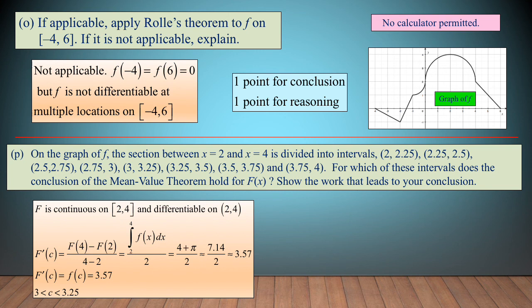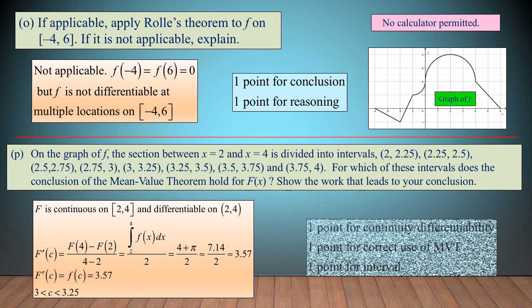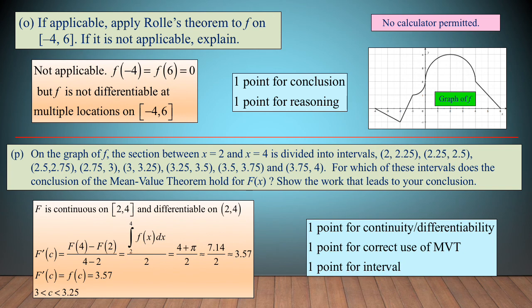which is approximately 7.14 over 2, which is 3.57. However, realize that capital F prime of C is the same as little f of C. So we're interested in what interval f of C is equal to 3.57. And we can see by the graph that C must be a number between 3 and 3.25. So 1 point for the continuity and differentiability statement, 1 point for the correct use of the mean value theorem, and then 1 point for the interval 3 to 3.25.